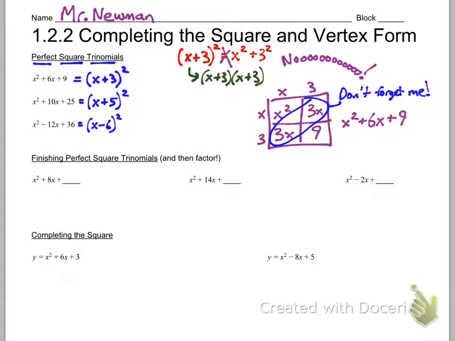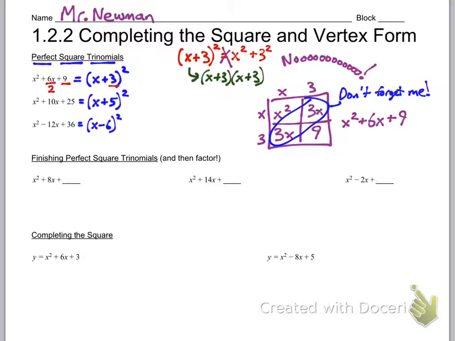Now, look at these perfect square trinomials, and I want you to notice something about them. Do you notice how that 9 is always the square of the 3? The last term of the perfect square trinomial, if you square root it, is always the last term of the binomial. And that makes sense because that last term is the only thing that doesn't have a variable on it. So yes, the square root of 9 equals 3.